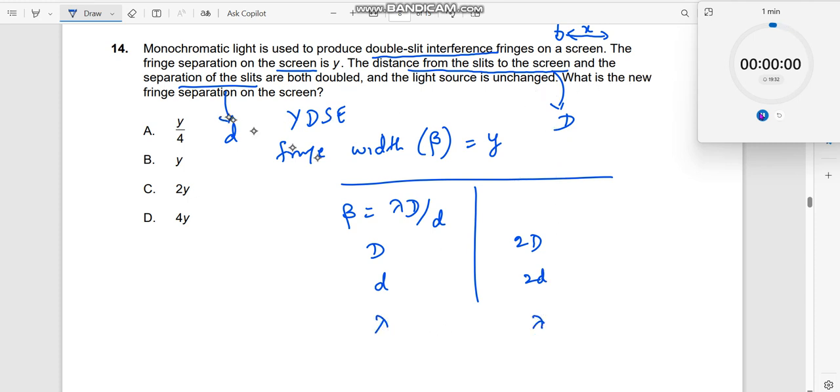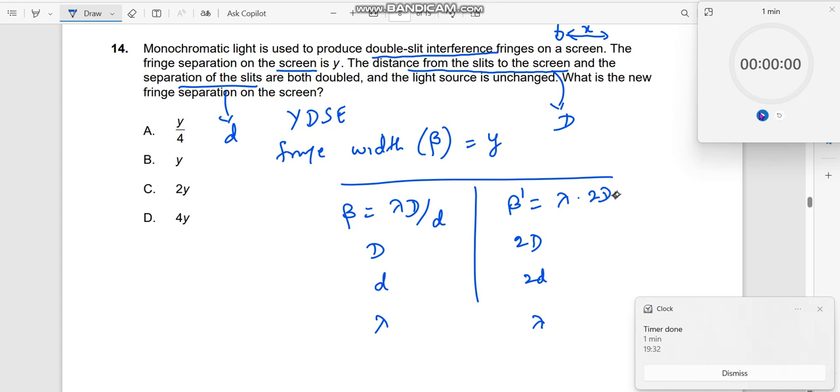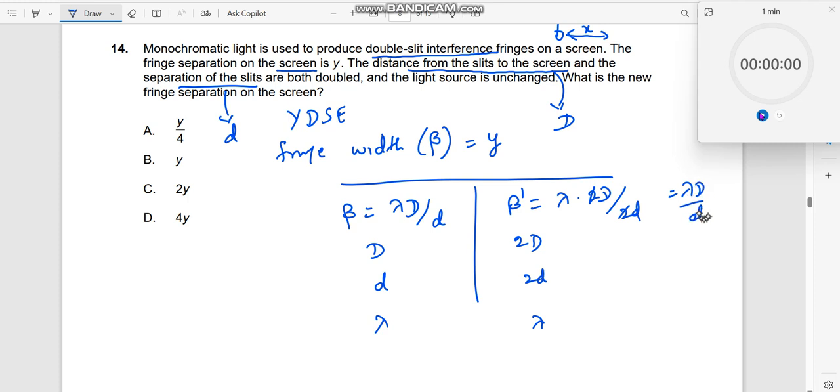What is the new fringe separation? What is this beta dash? See, if it is beta dash, you can just say lambda into capital 2D divided by small 2d. Okay, so 2 goes away. So once again I get lambda into capital D by small d, which is the same as beta or Y. Hence the fringe separation does not change, right? So therefore the right answer is B. Okay, let us move on to the next one.